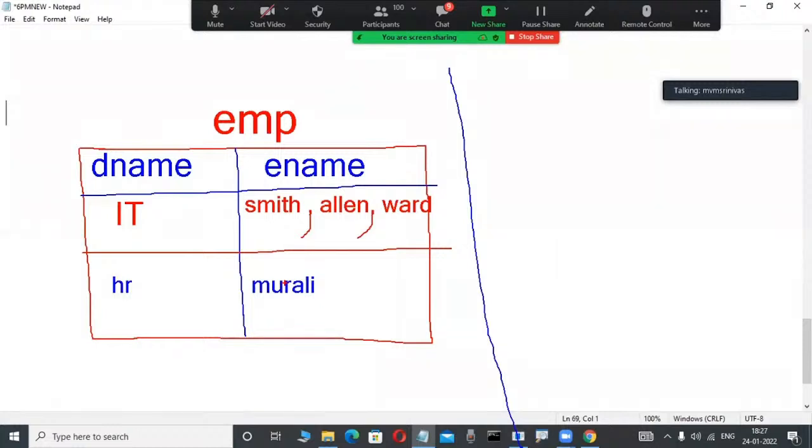There is no multiple value separated with commas. For example, here is the problem. Smith, Allen, Ward are stored here in the format of comma, comma, comma. It won't work. This cell is not working. Why? Because now multiple data is represented in each cell. So only a single value is allowed. That is a rule on the relational data model product side.